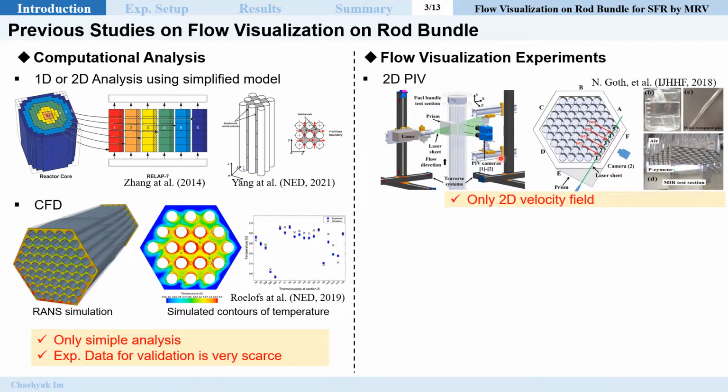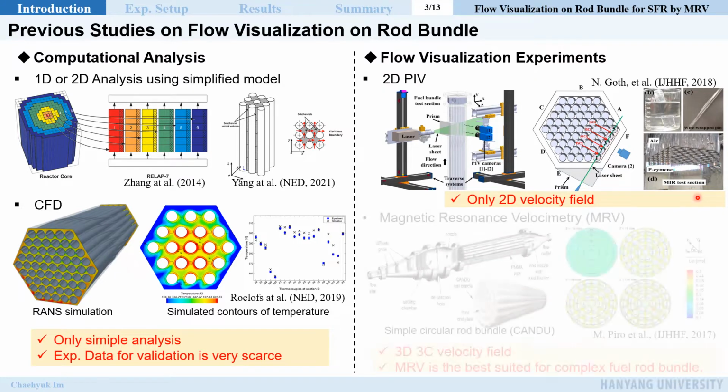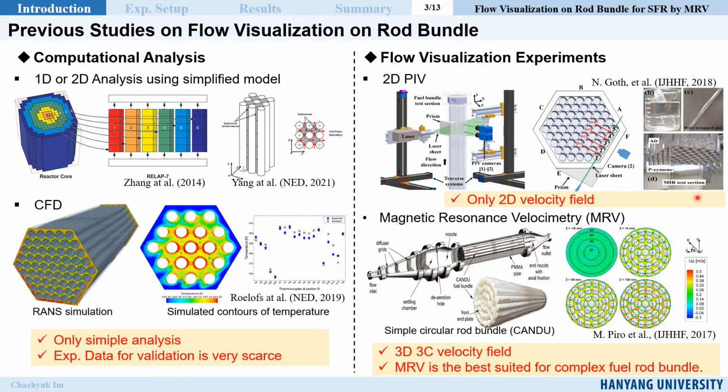Although Ghost performed flow visualization using 2D PIV, they still did not obtain the whole velocity field. Recently, using MRV, Pyro obtained a 3D velocity field from just a simple circular rod bundle. This study only targeted a simple rod bundle but demonstrated the ability of MRV to measure 3D 3C velocity fields in complex and opaque structures. MRV is best suited for a complex fuel rod bundle.